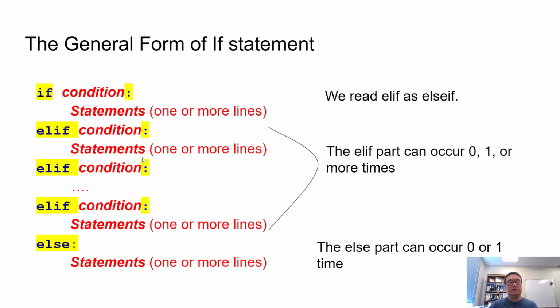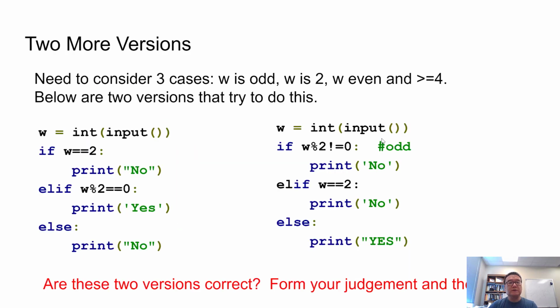Each of the branches can be one or more lines, and they need to be indented. After each of these conditions, there should be a colon. And in the end, the else branch can only occur either 0 or 1 time. So else cannot appear multiple times. So that's the general form of the if statement.